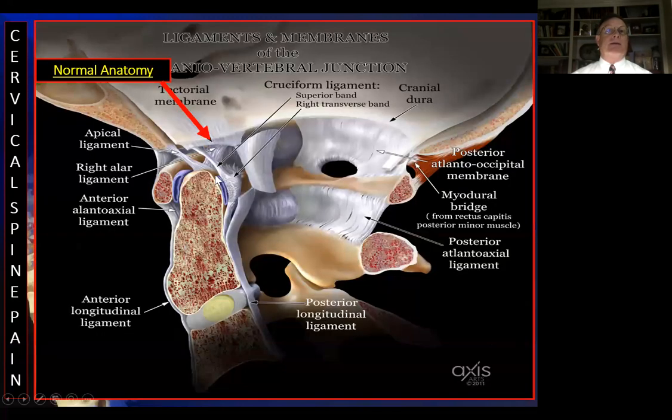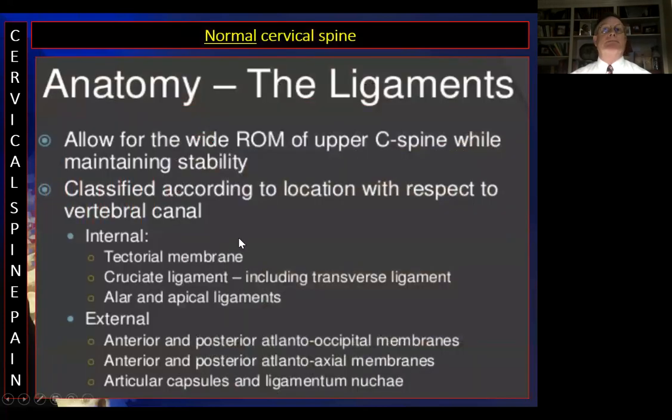So let's go back. Internal are the apical ligament here, the superior and inferior bands of the cruciform ligament, and there's the transverse bands. Again, internal ligaments, and the alars. So all these structures are considered internal ligaments. The externals are what's external of those. Here's your anterior longitudinal ligament, your posterior longitudinal ligament, and including the tectorial membrane.